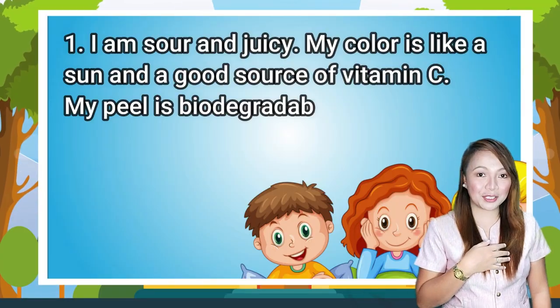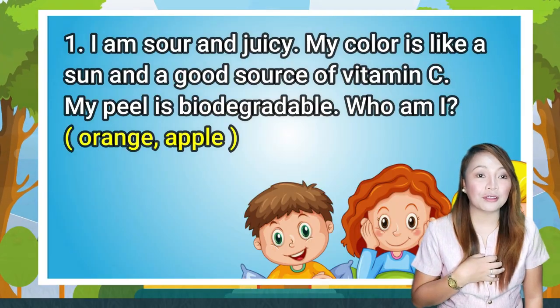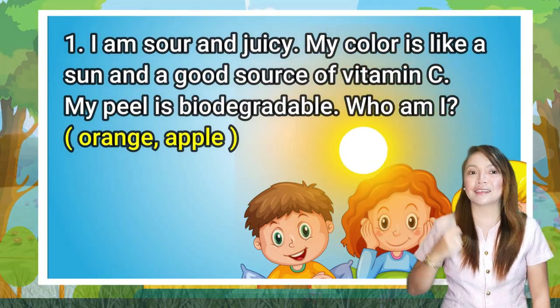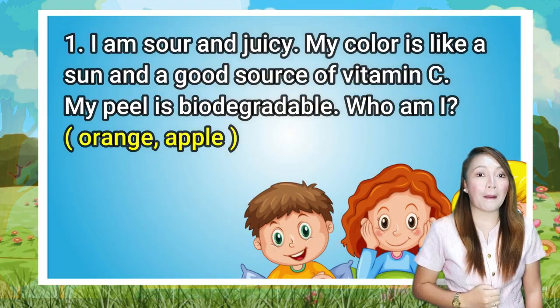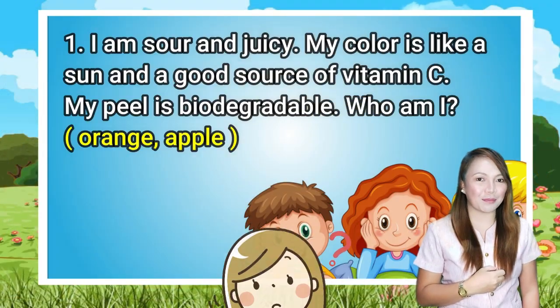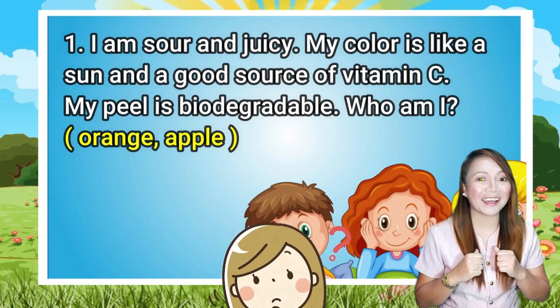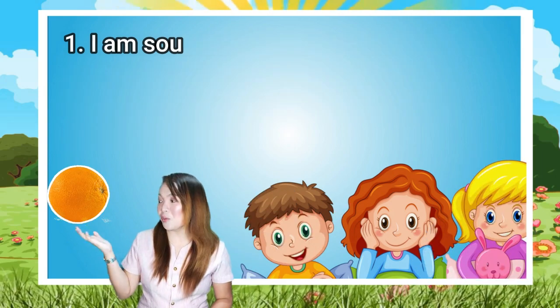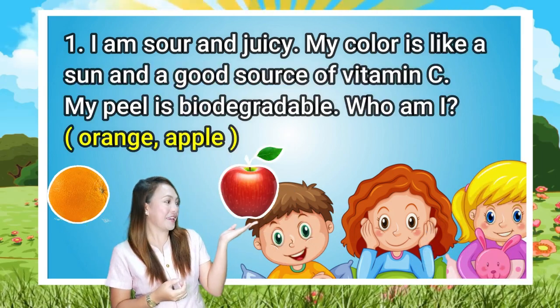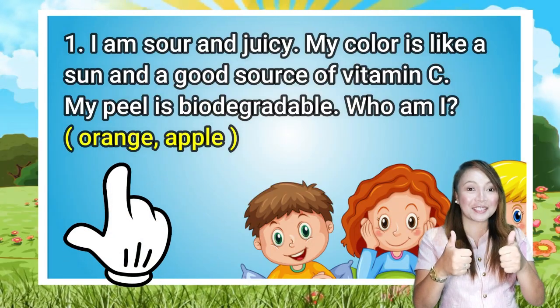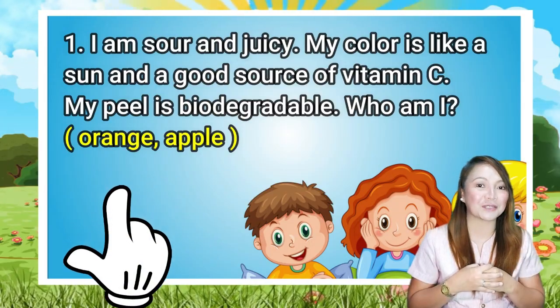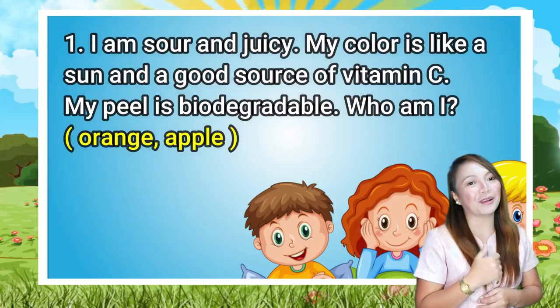I am sour and juicy. My color is like the sun, and I am a good source of vitamin C. My peel is biodegradable. Who am I? Am I an orange? Or am I an apple? Yes, you're right. I am an orange because I taste sour.